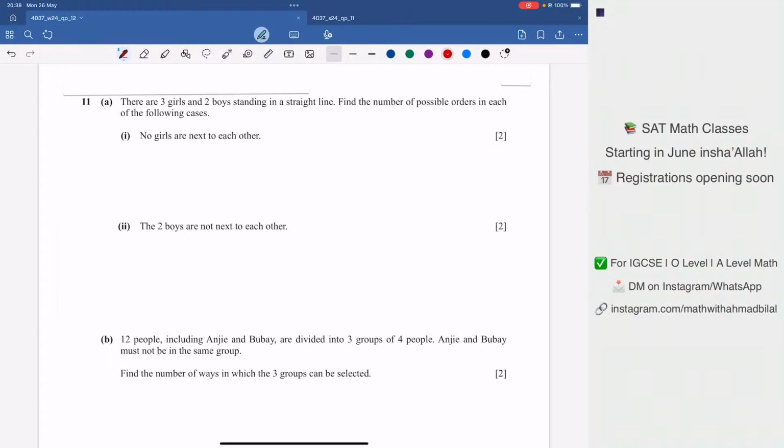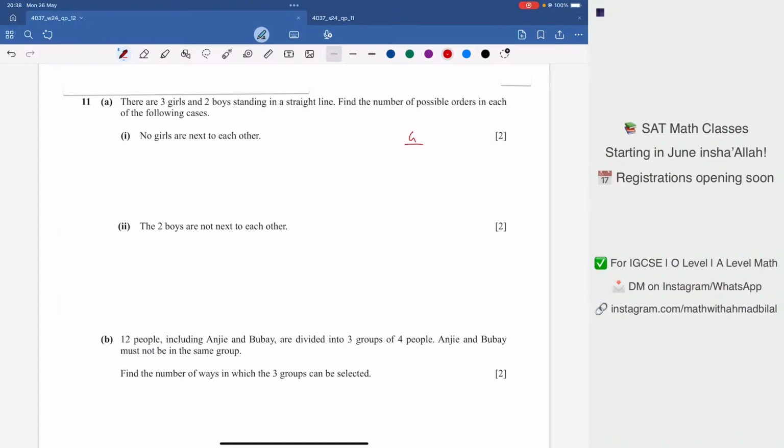We can use the dashes and stars representation. We can use that to separate objects, right? So we could say we've got 3 girls, 2 boys. Who do we want to separate in this case? The girls need to be separated, right?